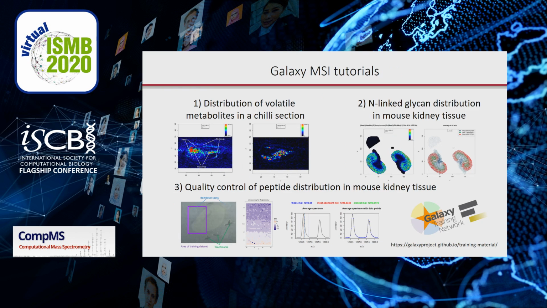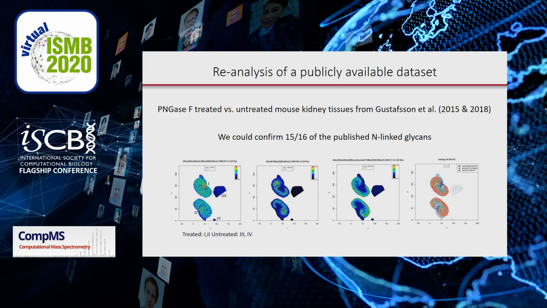To help users getting started with the Galaxy MSI tools, we have built 3 hands-on tutorials that allow the analysis of small but meaningful proteomics and metabolomics datasets. We applied the Galaxy MSI tools to reanalyze a publicly available dataset of N-linked glycans imaged in mouse kidney tissues. We obtained similar results as the original study and made the analysis history and the corresponding workflow publicly available to highlight Galaxy's reproducibility and transparency.